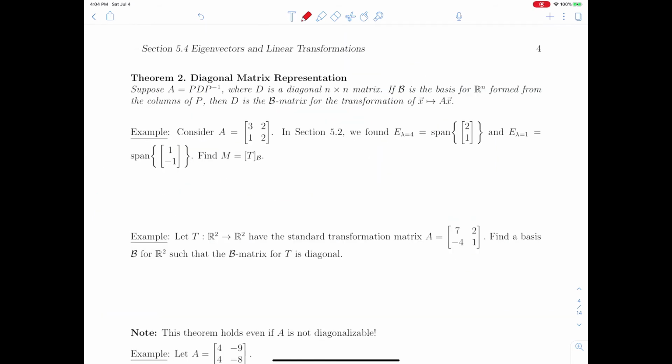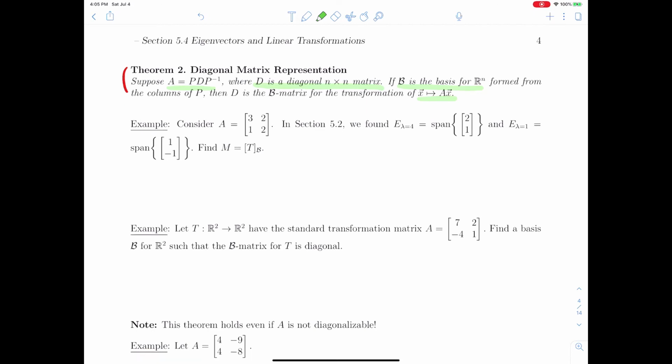Theorem 2 summarizes what we have seen above. Suppose that A is a diagonalizable matrix, given by P D P inverse, where D is the n by n diagonal matrix. And suppose that B is the basis for R^n formed by the columns of P. Then D is the B-matrix for the transformation given by multiplication by A. In other words, we can represent the linear transformation defined by the matrix A as a multiplication by a diagonal matrix.